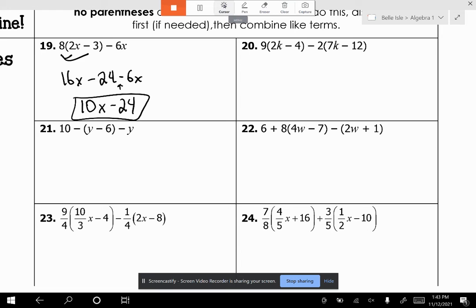Okay, I'm gonna fly through these because we're doing too much. Keep up with me. On number 20, we have 9 times 2k minus 4 minus 2 times 7k minus 12. You're going to do distributive property how many times? Twice. First, I'm going to do 9 times 2k minus 4. I'm going to give you 18k minus 36.